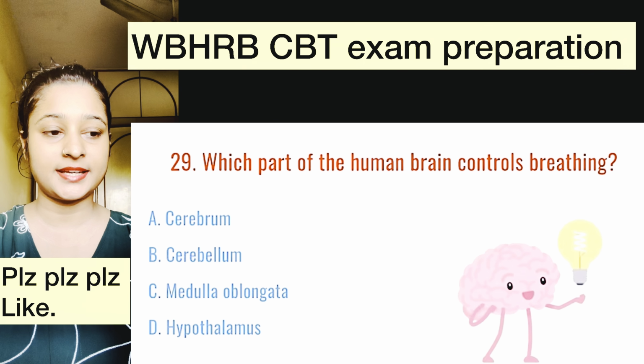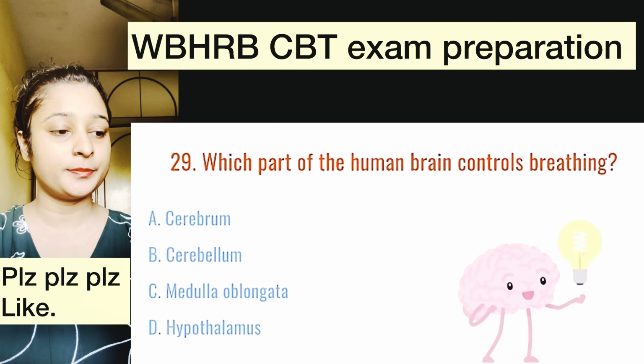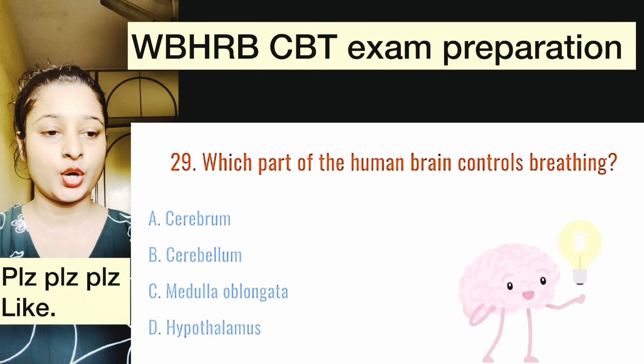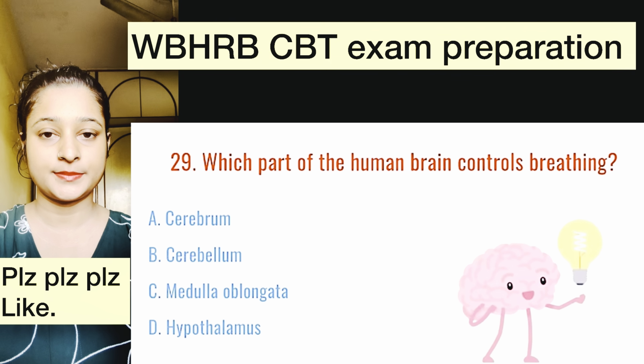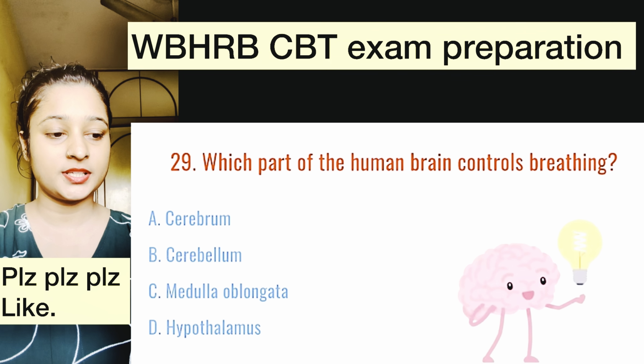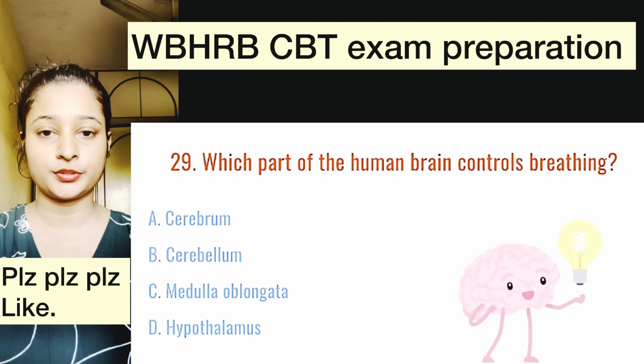Question number 29 is which part of the human brain control breathing? Option A is cerebrum, option B is cerebellum, option C is medulla oblongata and D is hypothalamus. Here correct option is option C medulla oblongata.